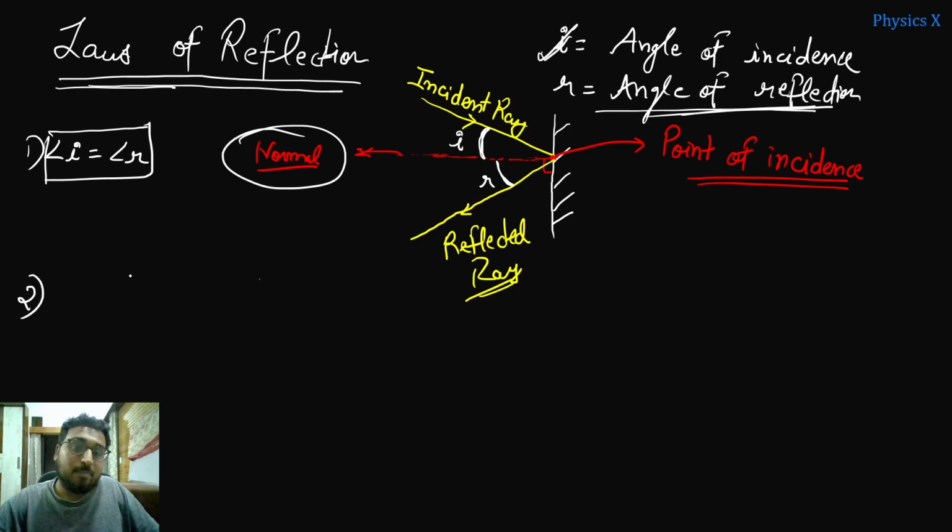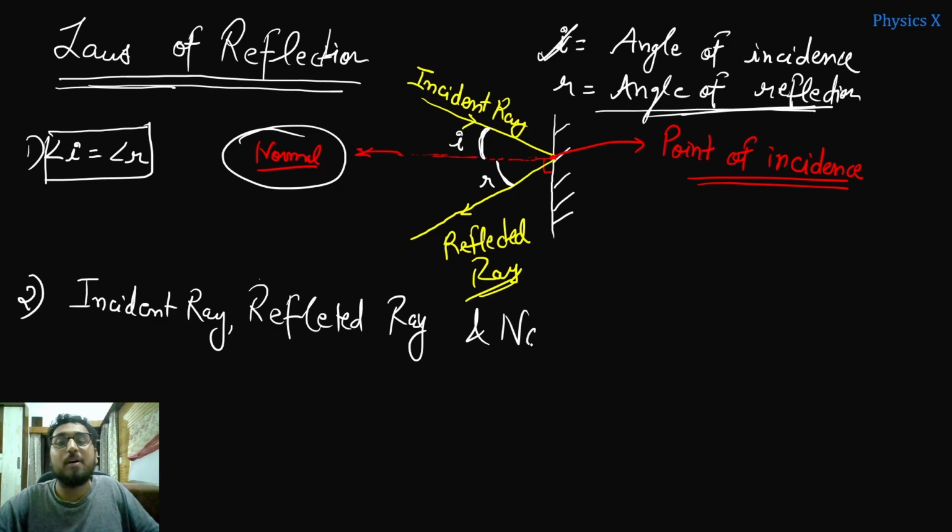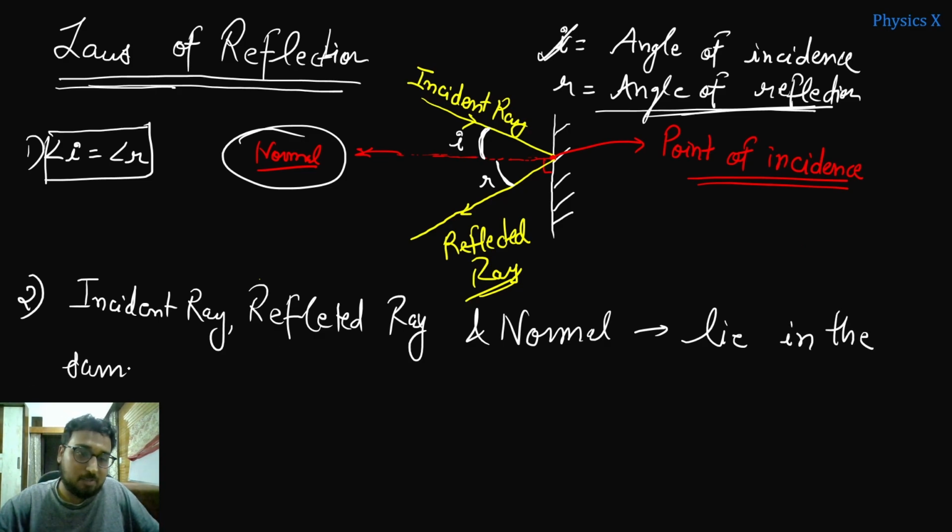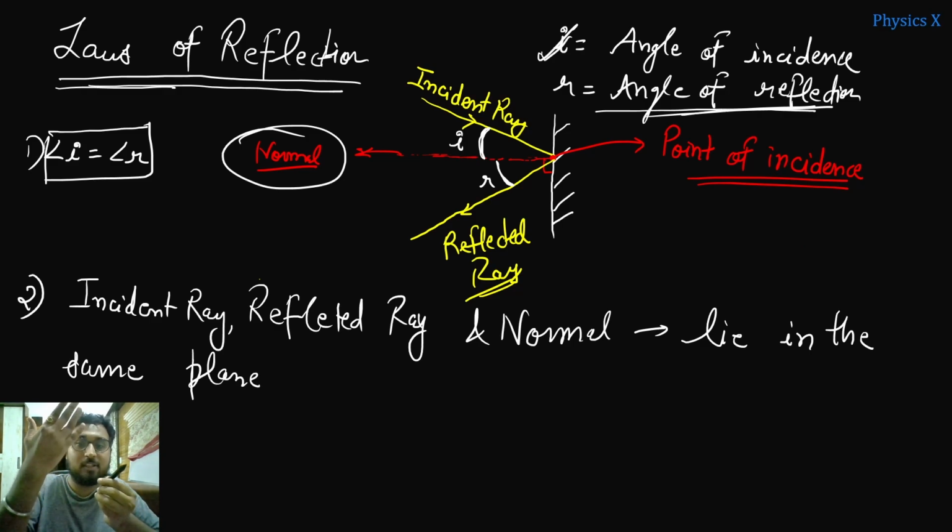The second law tells you that the incident ray, the reflected ray and your normal lie in the same plane. That means, suppose this is your incident ray and this is your normal, the reflected ray will be this. All of them can be drawn on a paper like that. They can't be like this: suppose the incident ray is like that and the reflected ray is like that, this is not possible. According to the law of reflection, they must lie in the same plane, on a single plane like this.